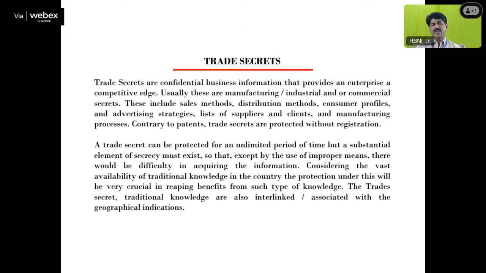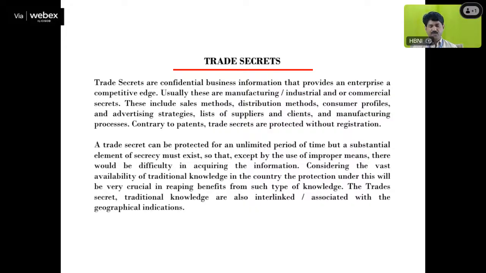Next is the trade secret. Trade secrets are confidential. In the previous class also I told that these are confidential business information that provides an enterprise a competitive edge, because if there are two competitors in the same field, a trade secret will give protection for their particular business output.